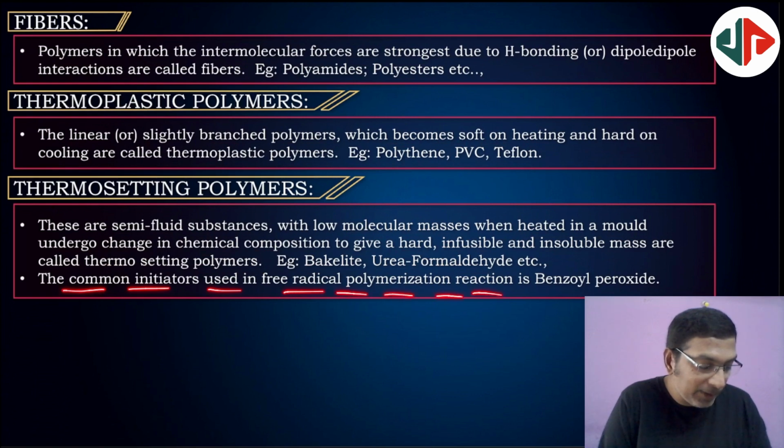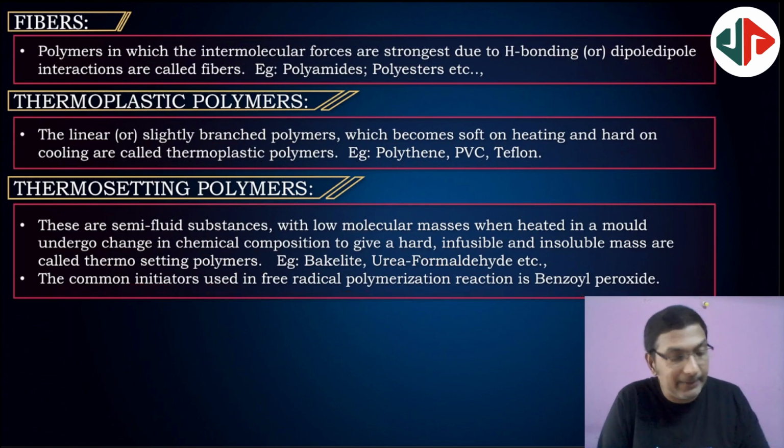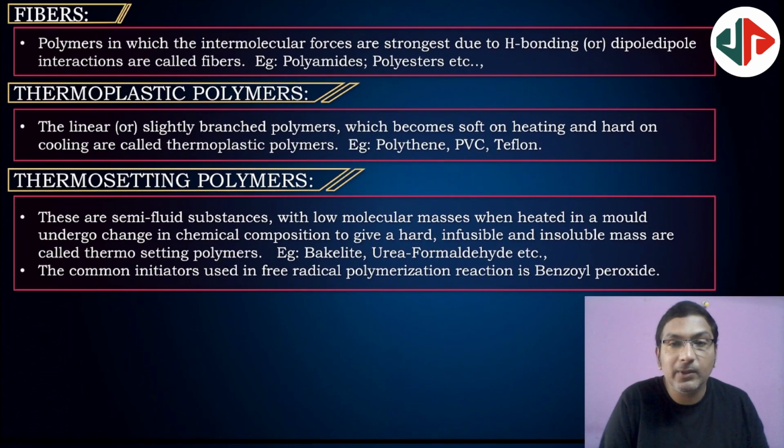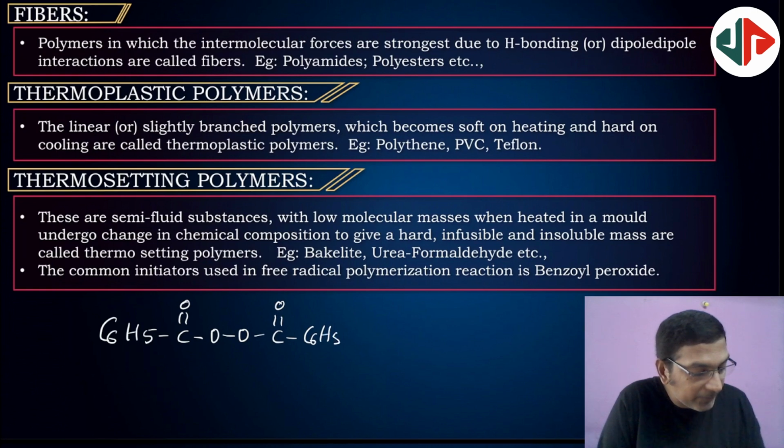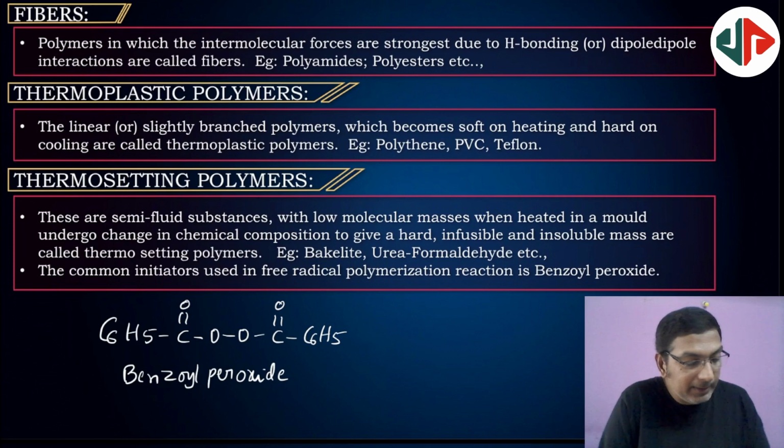Next, the common initiator used in free radical polymerization is benzoyl peroxide. So benzoyl peroxide, very very important. Free radical mechanism. C6H5 CO OO CO C6H5, benzoyl peroxide. So this is the initiator for free radical polymerization mechanism. Remember this.